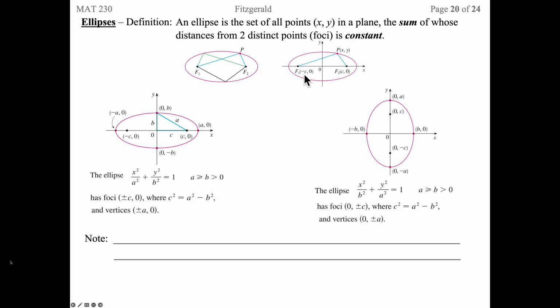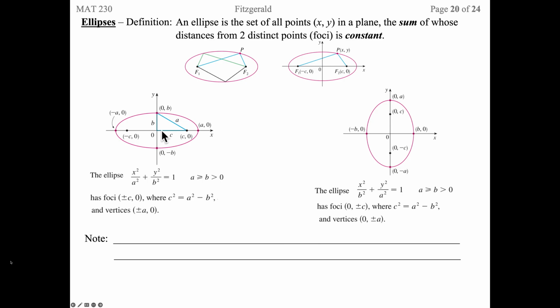So these foci are located at negative c, 0 and c, 0. So the distance from the center to a foci will be represented by the variable c. Again, this point P can be anywhere on the curve. Now, to find this sum, we need to define these other points.